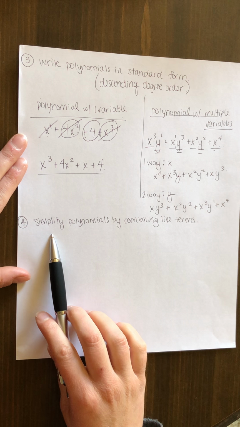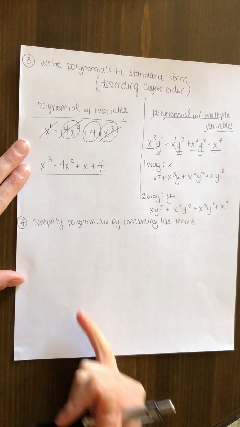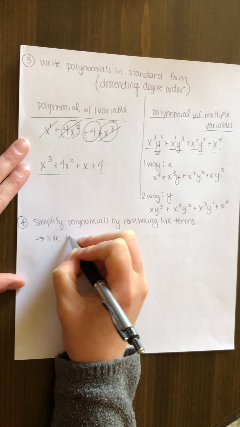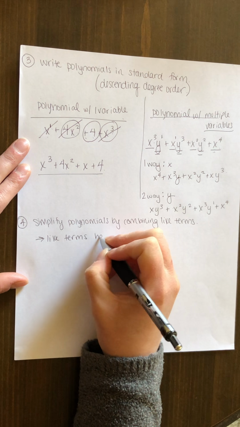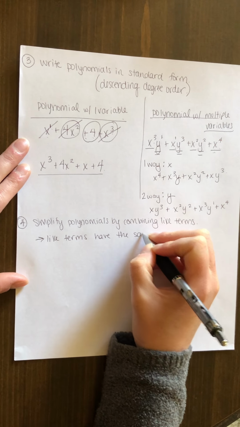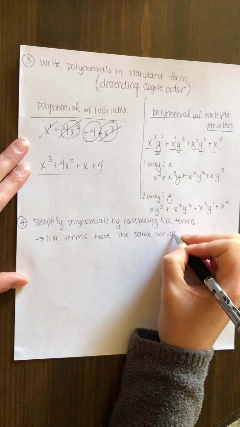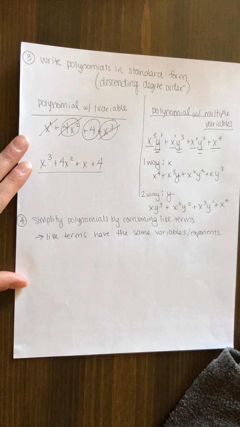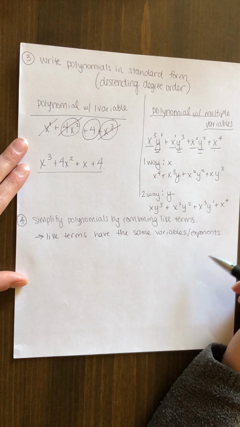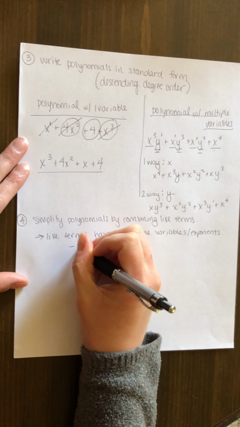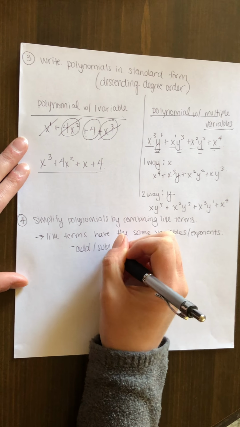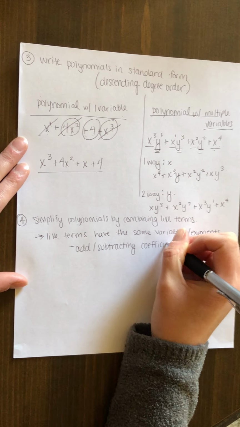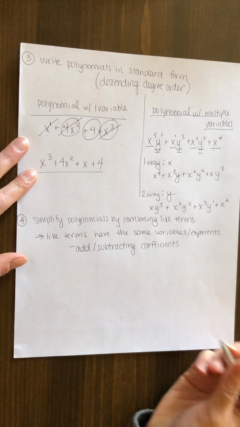The last goal in this lesson is to simplify polynomials by combining like terms. So like terms have the same variables or exponents attached to them, and you're going to combine them by adding or subtracting the coefficients. So let's start out with something easy.